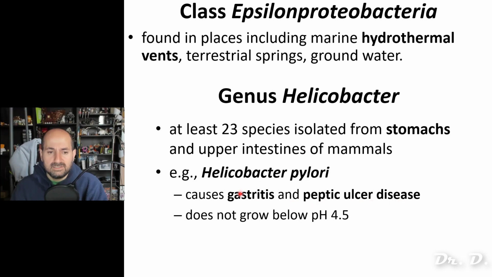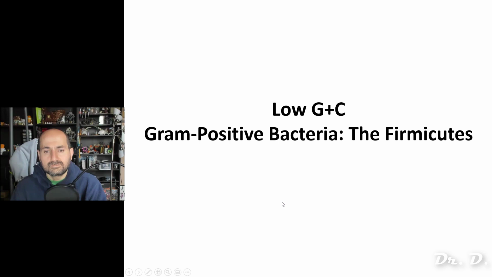ulcers, right? So in humans, it was thought for a long time that ulcers were caused by maybe stress or diet. Now we know the main causative agent of ulcers is Helicobacter pylori. It's a member of this genus. This bacterium grows in the inner lining of the stomach, and it can cause peptic ulcer disease, ulcers. It can also cause gastritis.